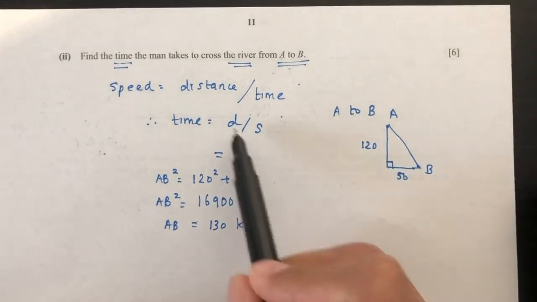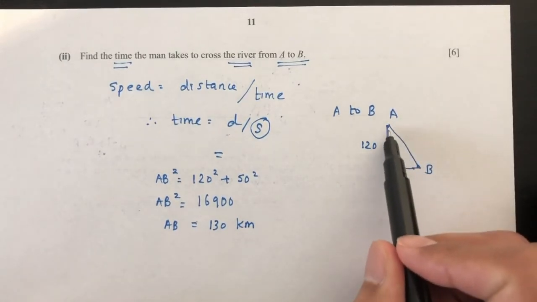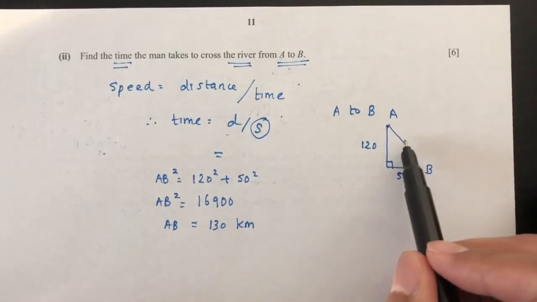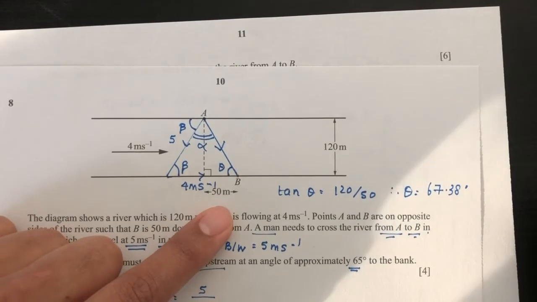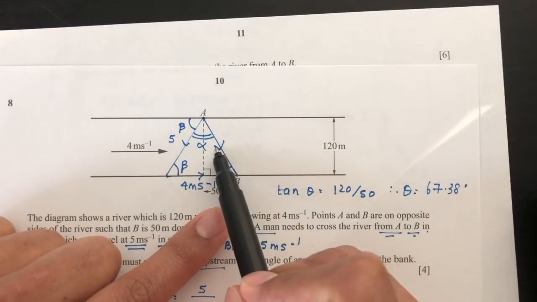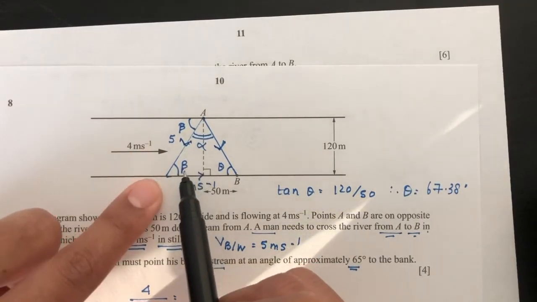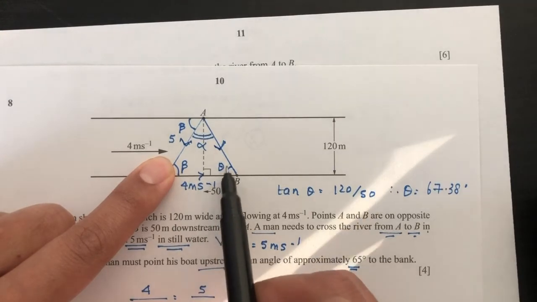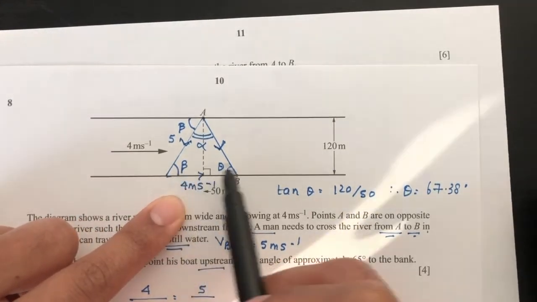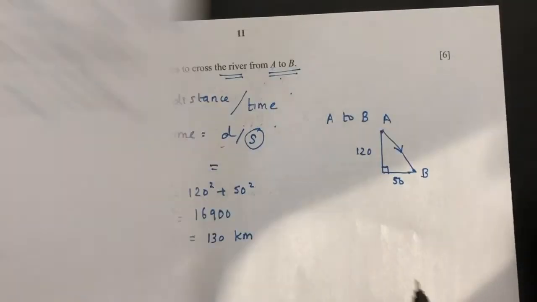So now we found D already. We need to find S. S is the speed from A to B, the true speed of the boat. So how do you find this? Let's have a look again at this diagram. To find this speed, we have this speed as 5 and this speed as 4. We know this angle, and we know this angle as well. So we can use the sine rule again. Let me draw this again on this side.